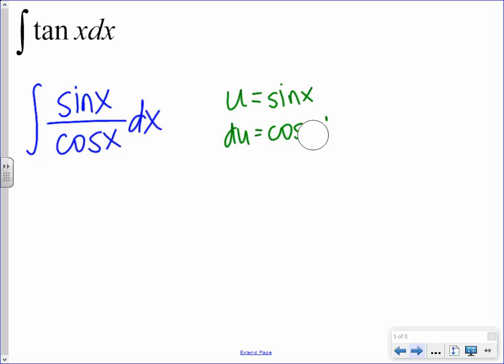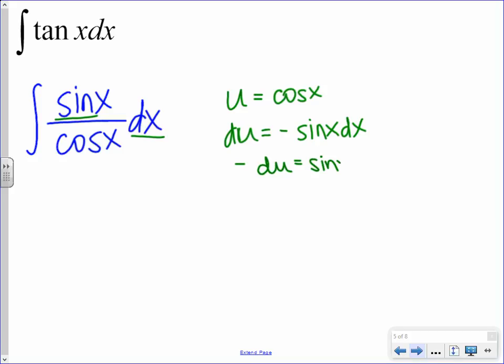So instead, let's try u being cosine of x. So then du would be negative sine of x dx. And we do have sine of x dx in our integral. Because we have this negative here, we can rewrite negative du as the same as sine of x dx. So when we rewrite our integral in terms of u, we have to make it negative 1 over u du.